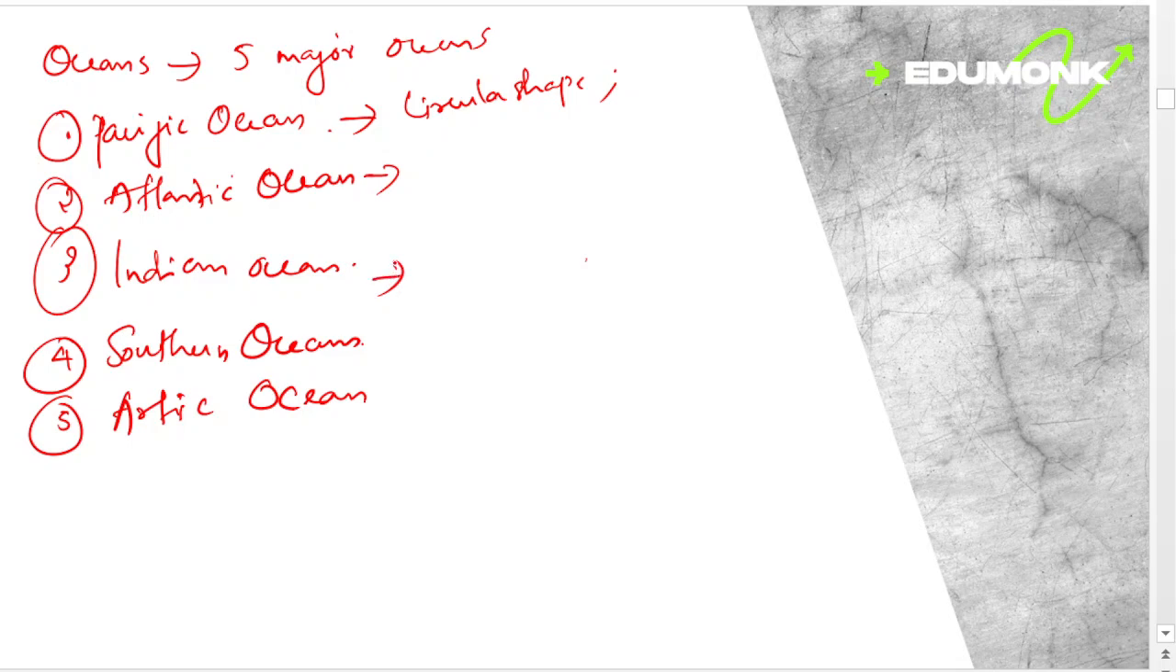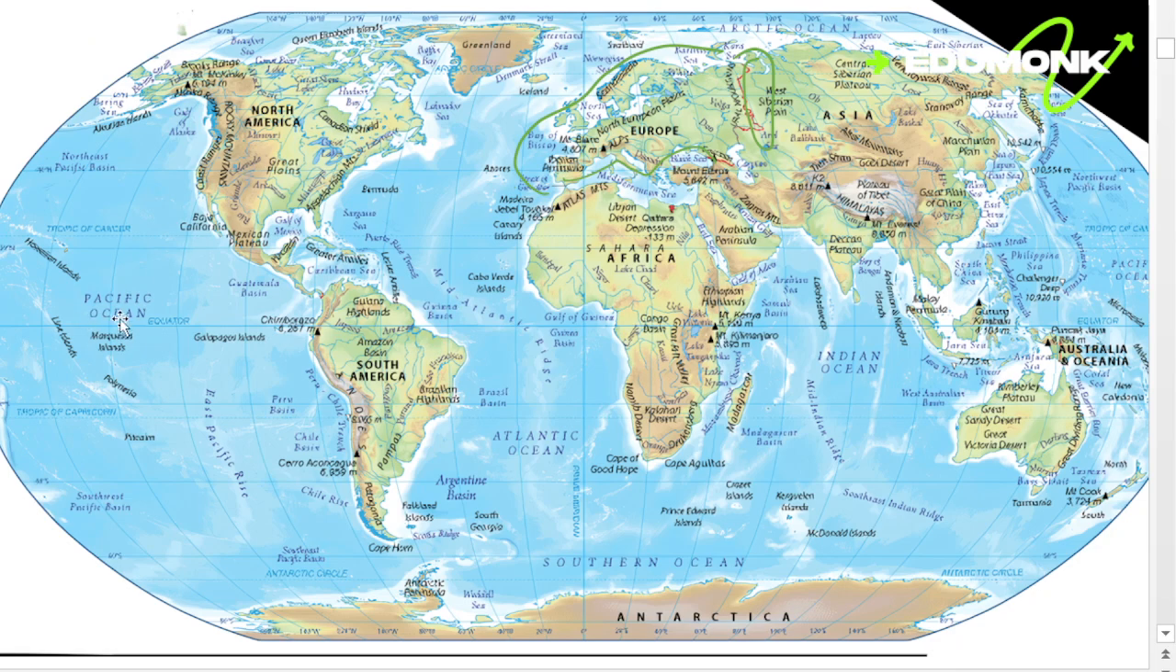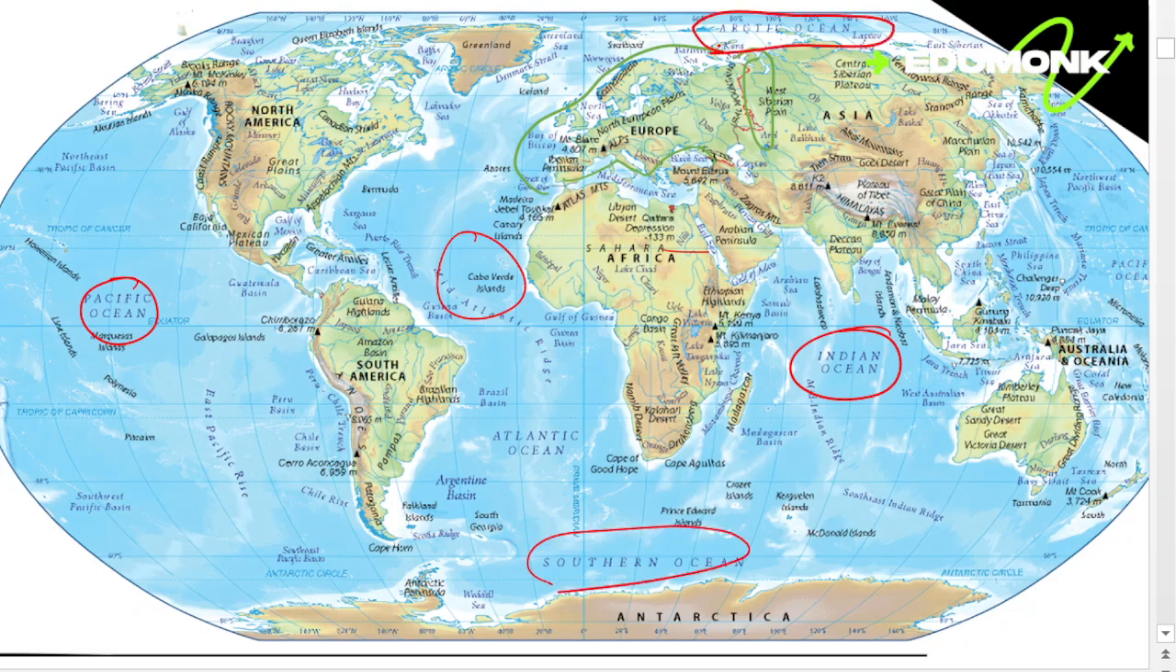Then the fourth one is Southern Ocean. It is surrounded by the continent of Antarctica. And the fifth one is Arctic Ocean. It is located in the Arctic Circle and surrounds the North Pole. We can see the oceans on the map. This is the Pacific Ocean. This is the Atlantic Ocean. This is the Indian Ocean. This is the Southern Ocean. And here is the Arctic Ocean. These are the five major oceans in the world.